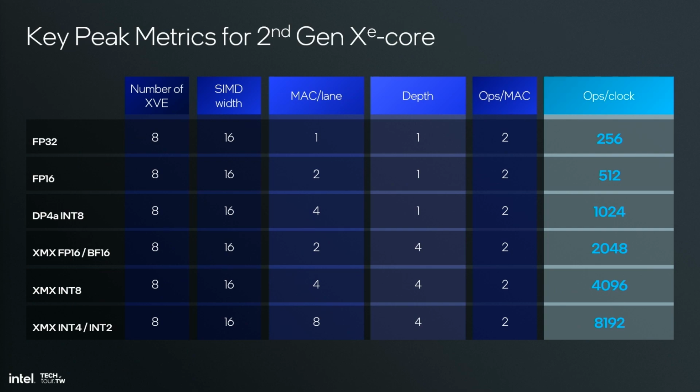But it's not just that. We've got lots of different configurations. You can do FP32, FP16, DP4A, int8, BF16, which is increased precision at loss of range, and of course int2 and int4. So the numbers get really big for XMX.